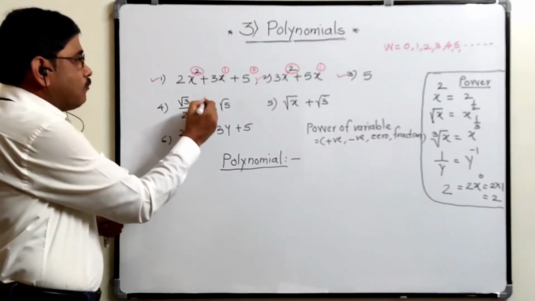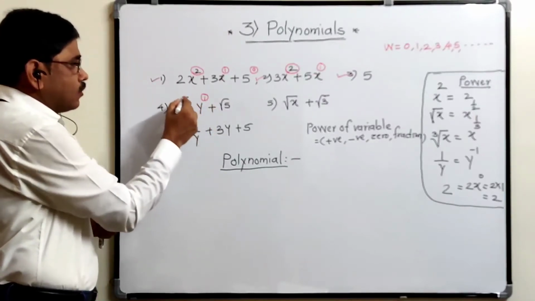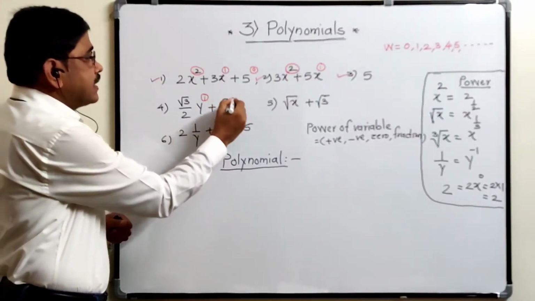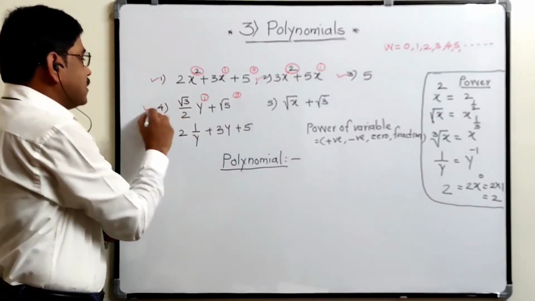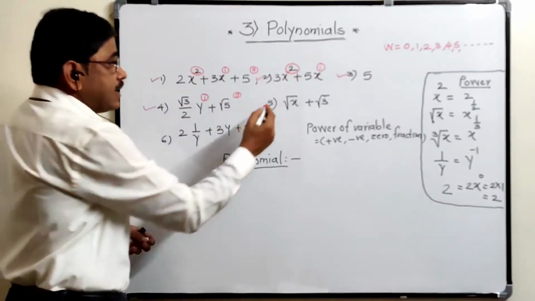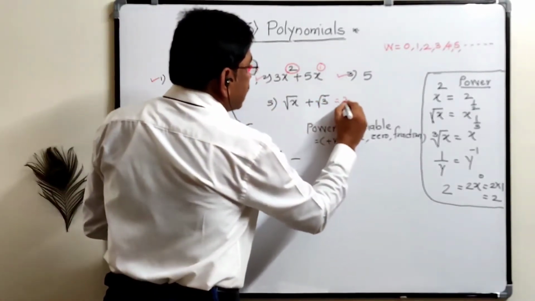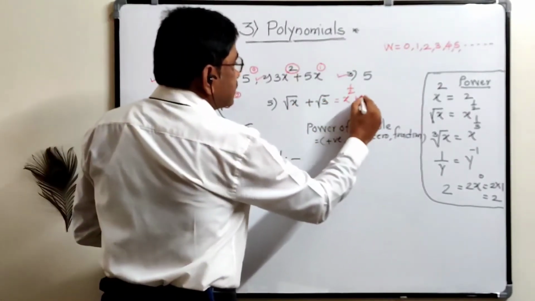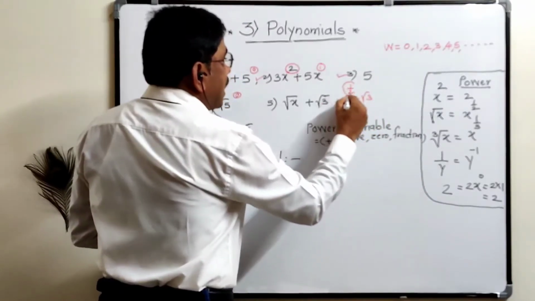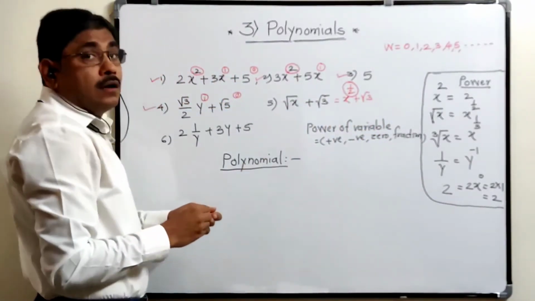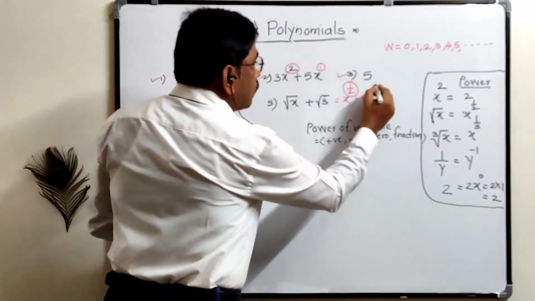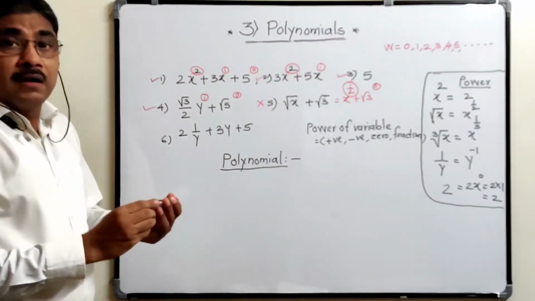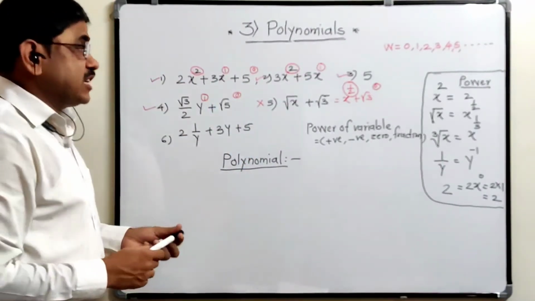Here the power of y is 1, it is the coefficient, no need to say this one. This is a constant term, root 5, this is the coefficient, here x raised to 0, the power. So here again the whole numbers, but here this can be written as x raised to half, root x means x raised to half plus root 3. So here the power of that variable is not a whole number, here it is 0, but everywhere it is whole number. So here the power of variable is fraction.